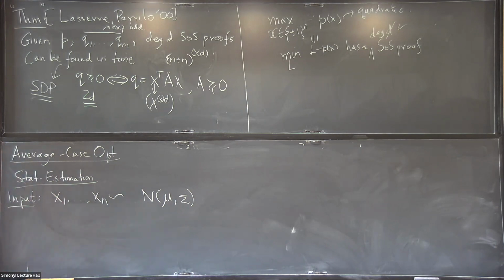Okay, then there's a very simple algorithm to solve this problem. I hope you all see it. If n is large enough, I can just average the points to get an estimate of the mean. I can just take the empirical covariance to get an estimate of the covariance. Okay, that's easy. Okay, so let's make it harder.